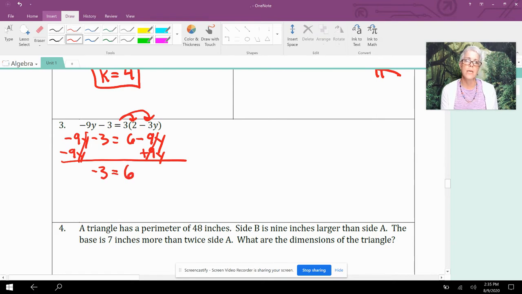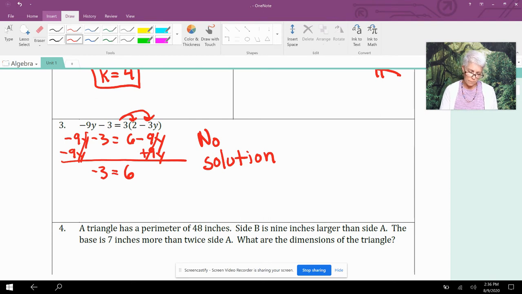The differences with these numbers is that they're different. And -3 will never equal 6. So the answer to this is no solution. And I'm going to tell you that it is super important that you write no solution. You can't say that there's 0 solutions because 0 is a value. So again, you're going to have to write out no solution every time you get a different number on each side of the equal sign.